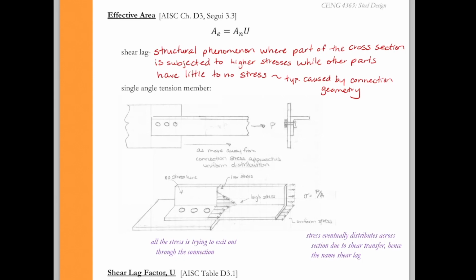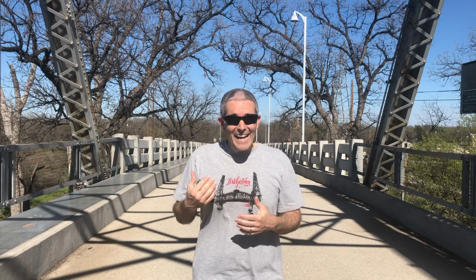All right, so you're probably saying, when am I going to see shear lag? Right, well, you're going to find shear lag in lots of different connections. Angle connections are one of the major ones that we see shear lag in a lot. And we have angle tension members a lot of times in trusses, just because they're very easy to construct and they're pretty cheap.